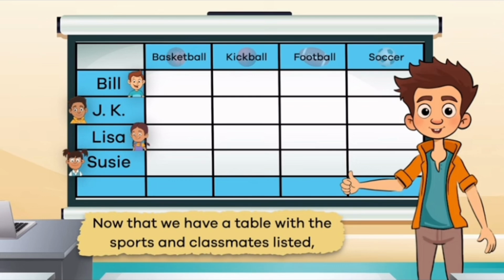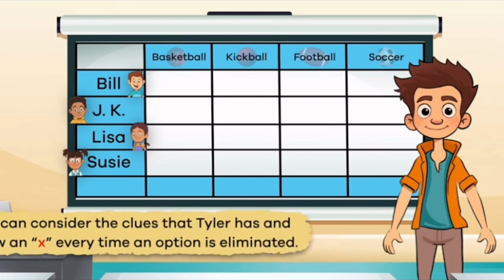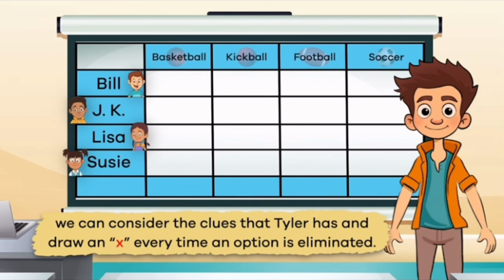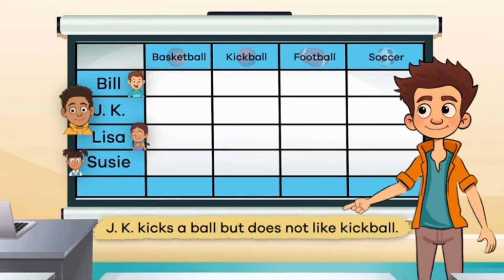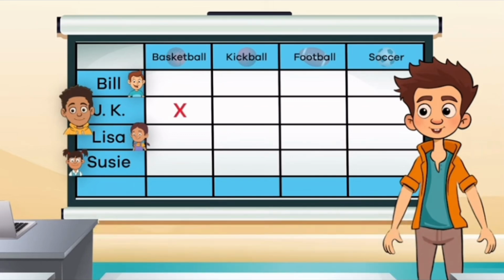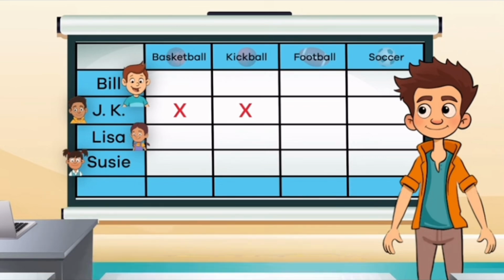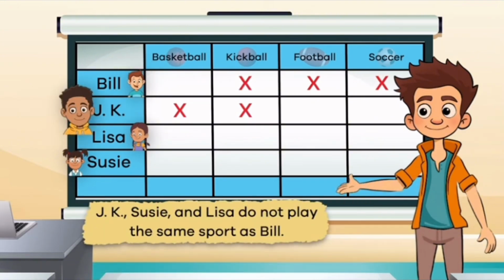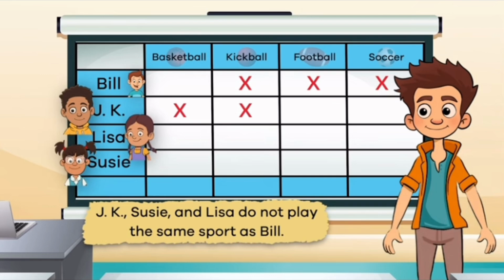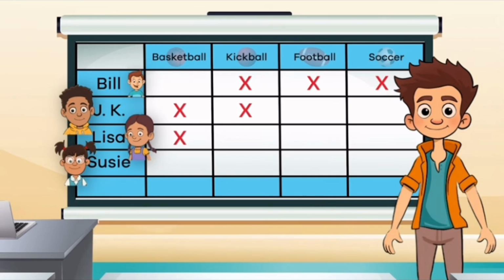Now that we have a table with the sports and classmates listed, we can consider the clues that Tyler has and draw an X every time an option is eliminated. Since JK kicks a ball but does not like kickball, Tyler eliminates basketball and kickball. And he knows that Bill plays a sport that starts with the first letter of his first name, which eliminates kickball, football, and soccer. Since JK, Susie, and Lisa do not play the same sport as Bill, Tyler knows he can eliminate basketball as an option for all 3.